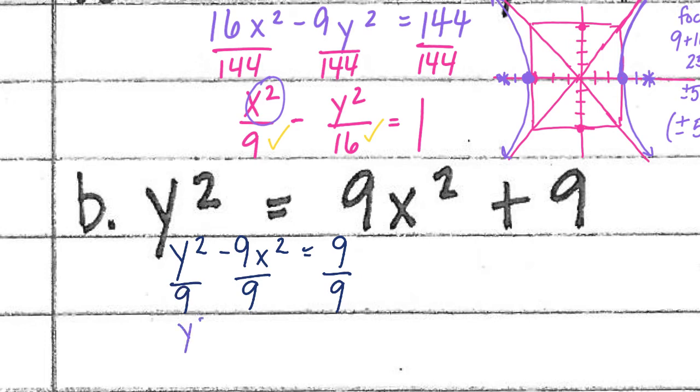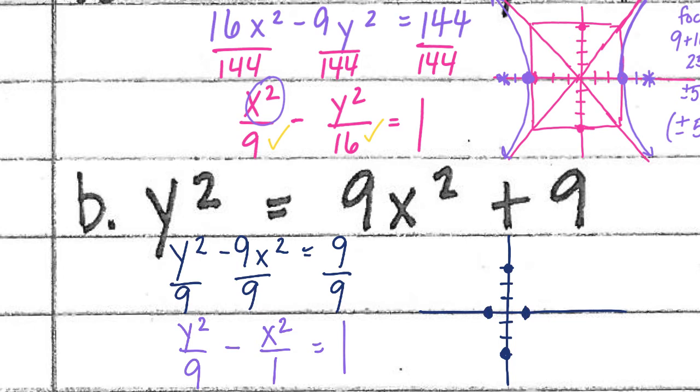And we get y squared over 9 minus x squared over 1. You don't really have to draw the 1, but you can write the 1, is equal to 1. And this time, we're going to graph again. I know on the y, I'm going to go up 3 and down 3. And on the x, I'm going to go over 1 to the left and to the right.